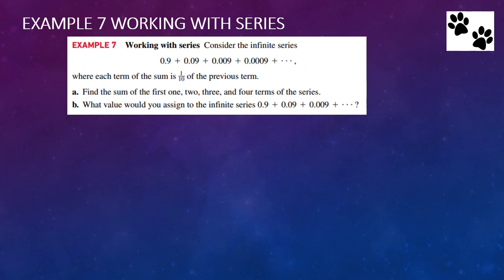Let's look at another example, number 7, working with series. Consider the infinite series 0.9 plus 0.09 plus 0.009 plus 0.0009, where each term of the sum is 1/10 of the previous term. Part A, find the sum of the first 2, 3, and 4 terms of the series. B, what value would you assign to the infinite series 0.9 plus 0.09 plus 0.009 plus ...? Again, this is pretty straightforward. So hit pause and calculate A and B. Hit pause now.